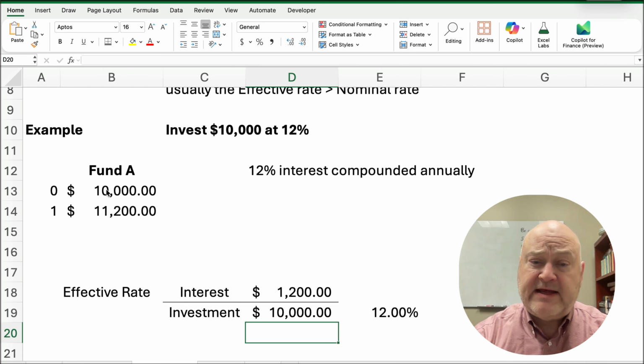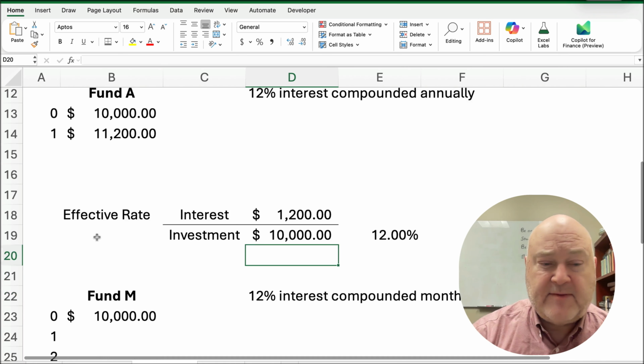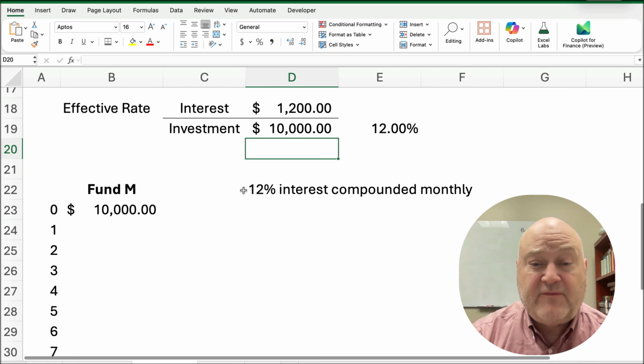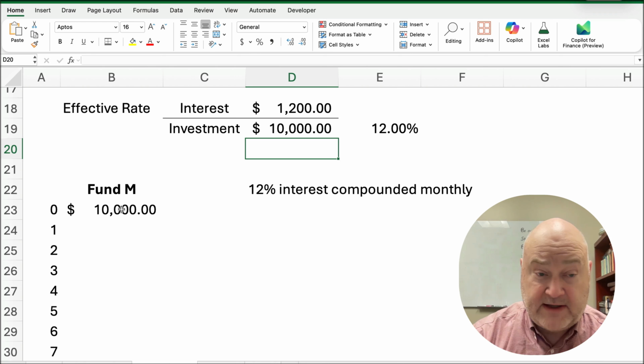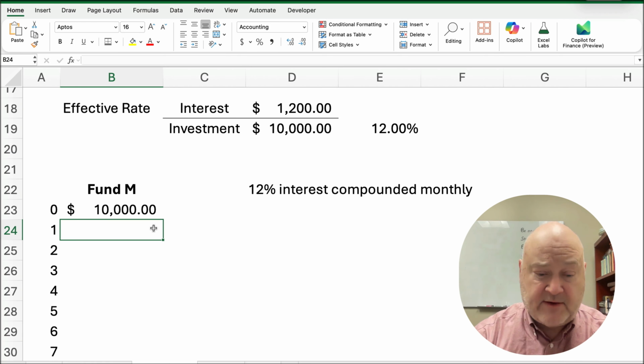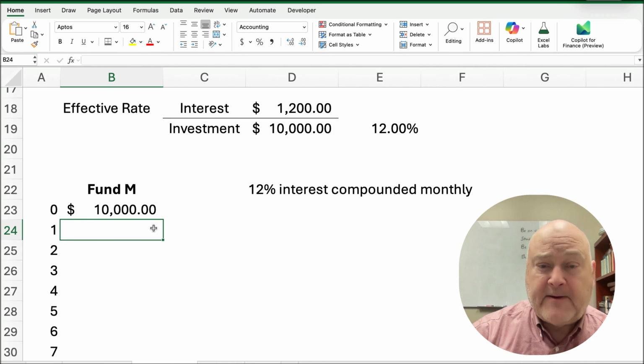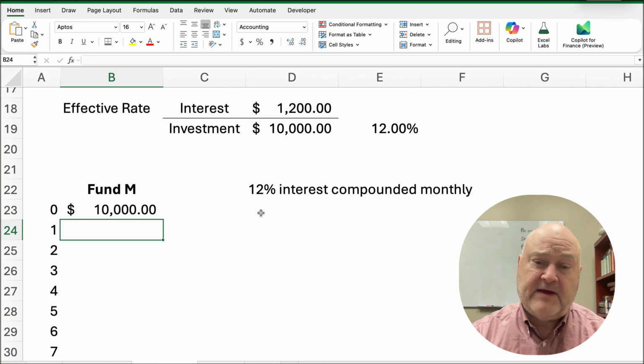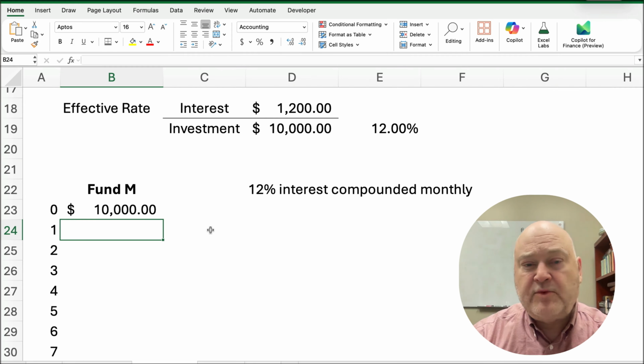Now, if we take that 12% compounded annually and make it compounded monthly, we're going to get a little more interest and our effective rate is going to be a little bit higher. So let's do that example. Let's say that we have 12% interest compounded monthly. I'm going to get it started and then we can copy it down. The way that 12% works, if it's compounded monthly, we take 12% divided by 12 months, so it's 1% per month for 12 months, right?